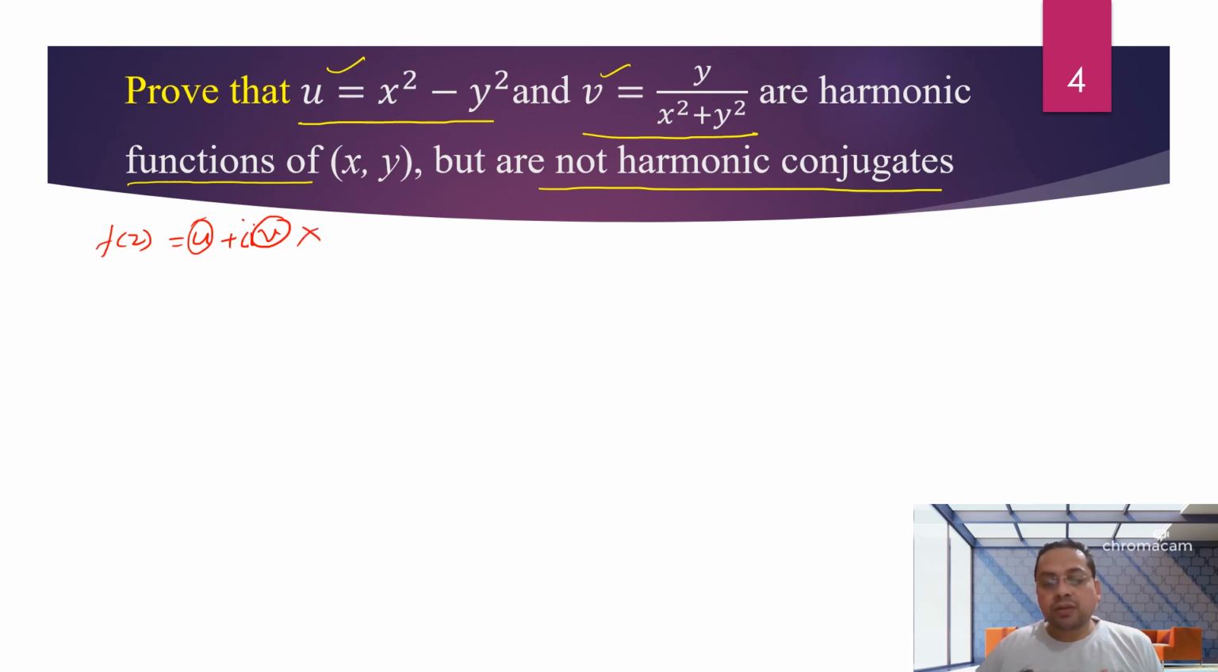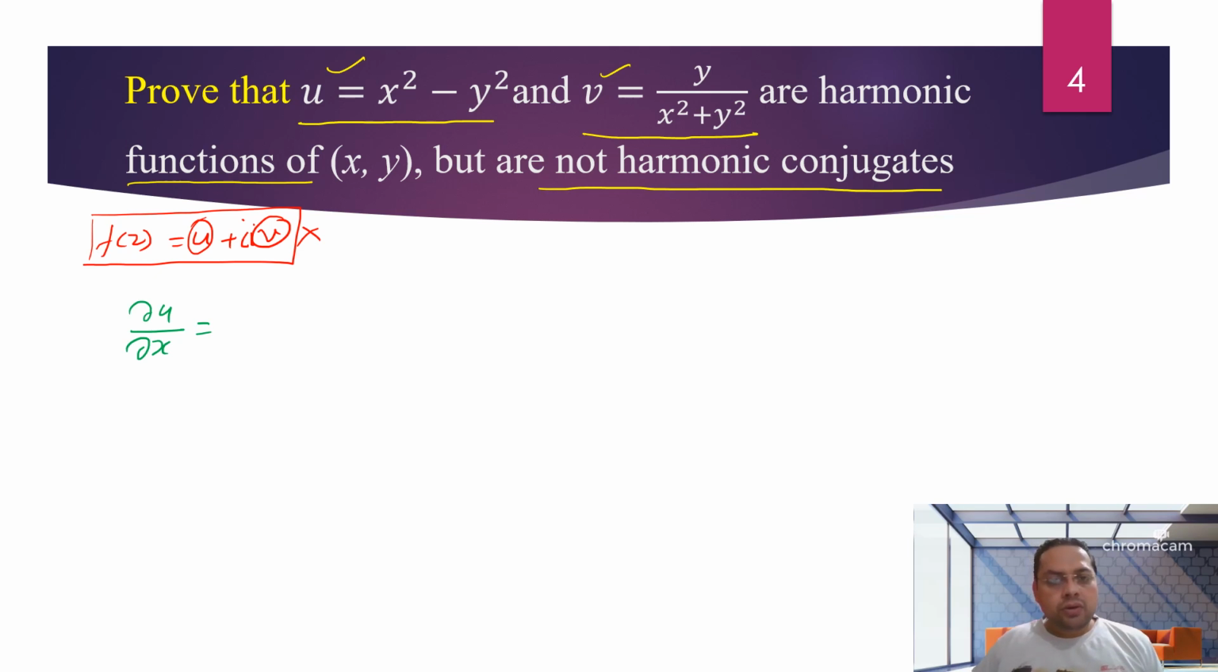To prove this, what we have to prove? This function is not analytic. That means u as well as v is not going to satisfy the CR equation. For CR equation, we have to find del u over del x, which is equal to partial differentiation of u with respect to x.